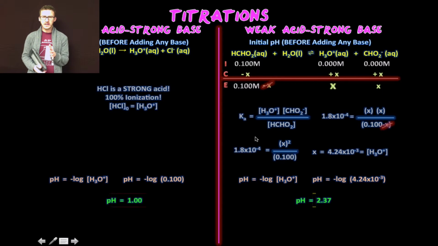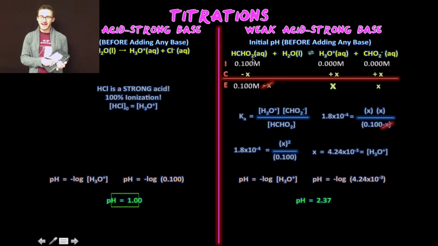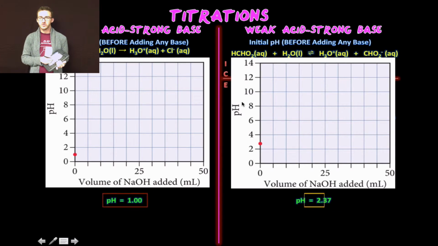So important thing to recognize here, strong acid versus weak acid. Same concentration, same volume. The initial pH of our weak acid is higher than the initial pH of our strong acid because remember, a weak acid does not completely ionize. We're not going to have as much hydronium ion in solution. So as you look at your titration curve side by side, the pH of your weak acid strong base titration is going to start initially slightly higher.